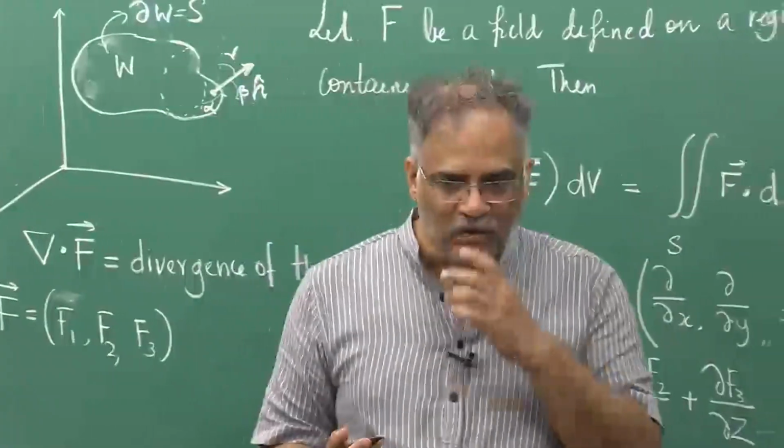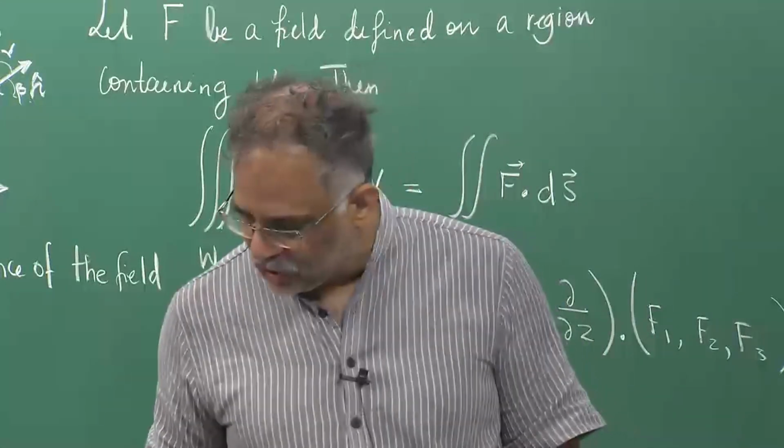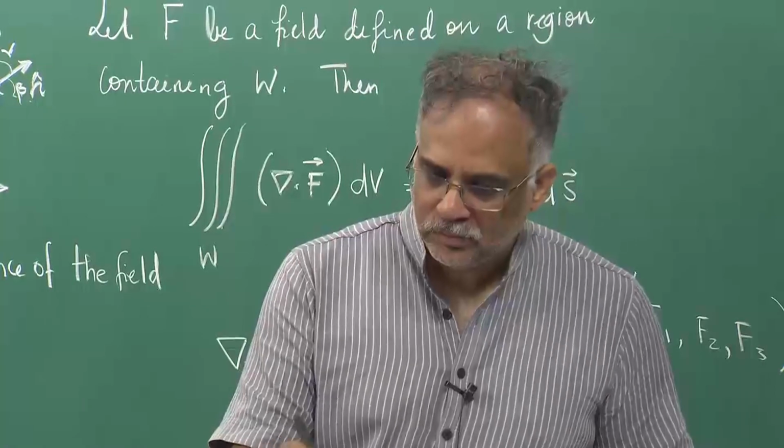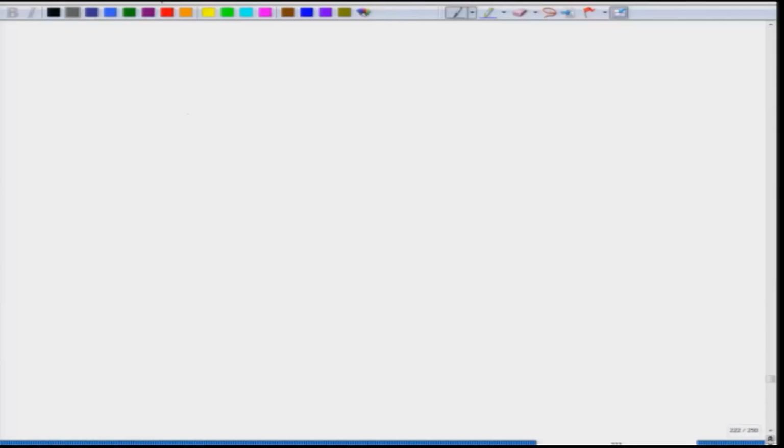Now let the spherical region be such that 0 is inside that spherical region. So, the origin lies at the center of the spherical region. So, here is a volume, I draw a volume V, and at the center lies the origin O.